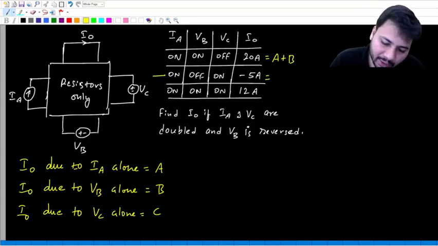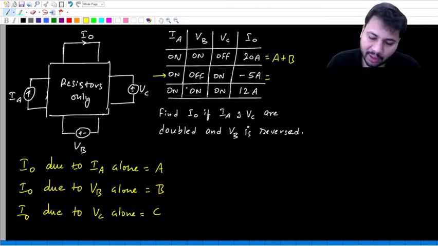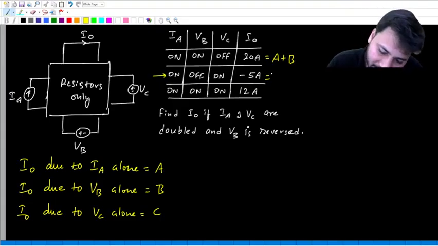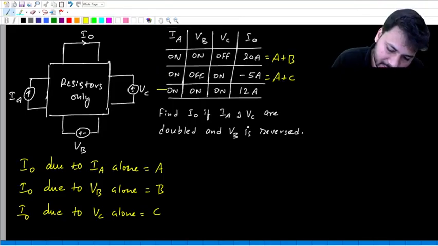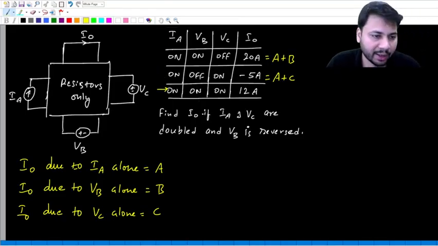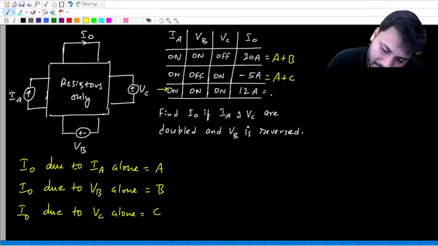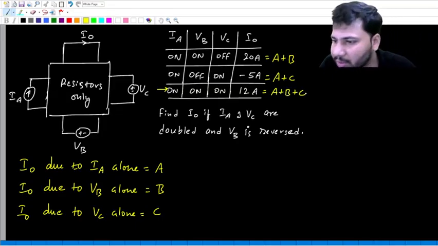And then look at the second case. In the second case, IA is present and VC is present. Due to IA, you will get A. Due to VC, you will get C. When both IA and VC are present, you will get A plus C. And in the third case, all three sources are active, so whatever value of I naught you get is A plus B plus C.